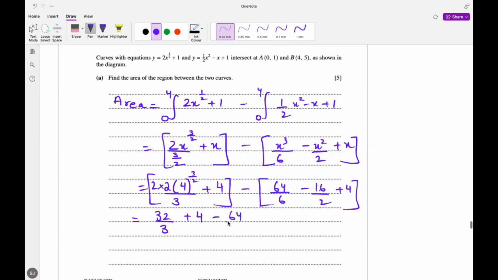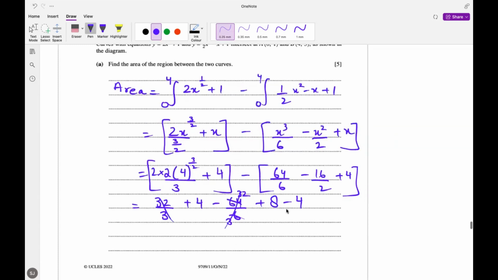So this will be minus 64 upon 6, minus minus will make it a plus, and 16 upon 2 is 8, and minus plus is minus, so this will be minus 4. Simplifying 64 upon 6 will become 32 upon 3. So 32 upon 3 and minus 32 upon 3 will cancel out. Similarly, 4 and minus 4 will also cancel out. So the final answer for the area between the two curves will be equal to 8.